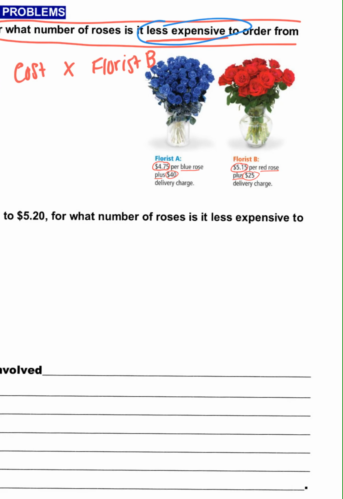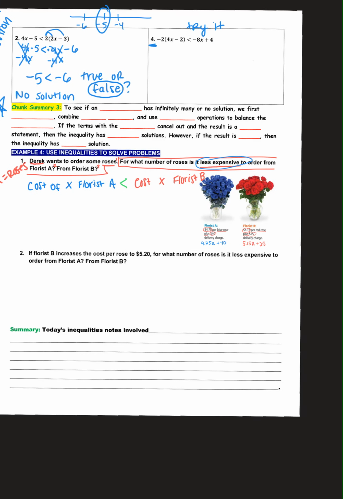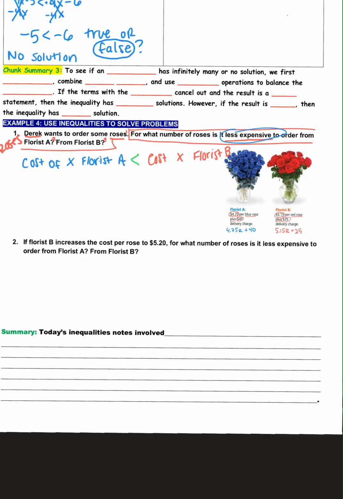So if I'm looking at the blue roses, I see that florist A charges $4.75 per blue rose, and we said that R stood for rose, so $4.75 R plus $40. And then for our florist B, they charge $5.15 per rose, so 5.15 R plus 25. Now we're going to come back to what our setup is, and I'm going to plug in those expressions for what I wrote down as an equation.